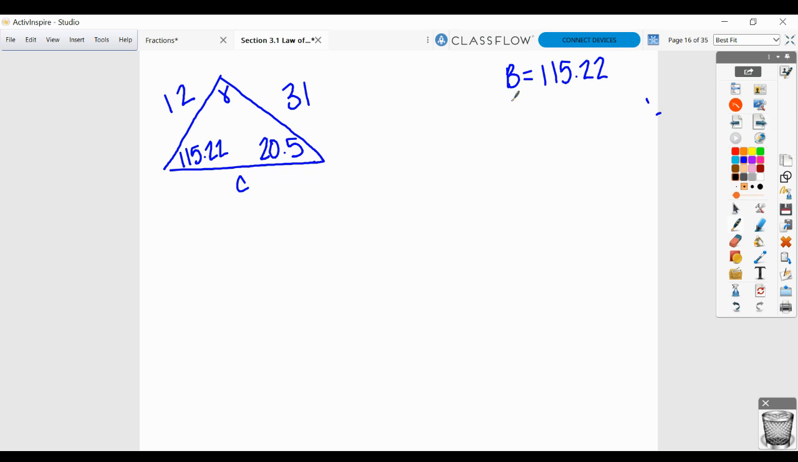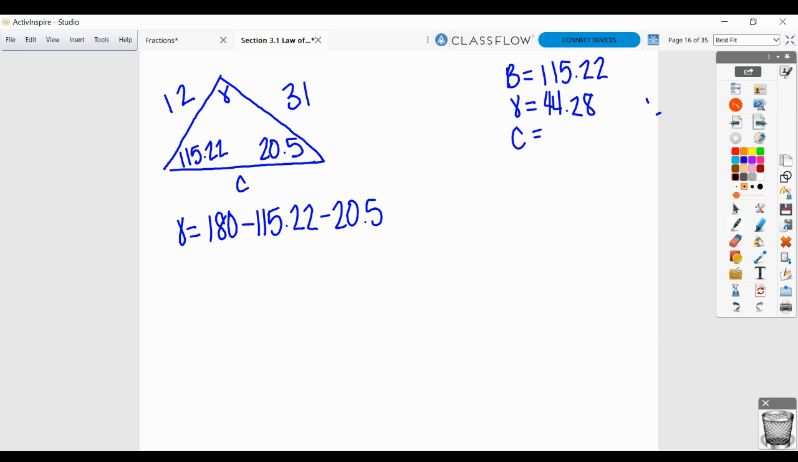And you'll find out that this really isn't that much extra work. You already found the beta as being 115.22. So you can go find the gamma by subtracting all of those from 180. And you get 44.28.